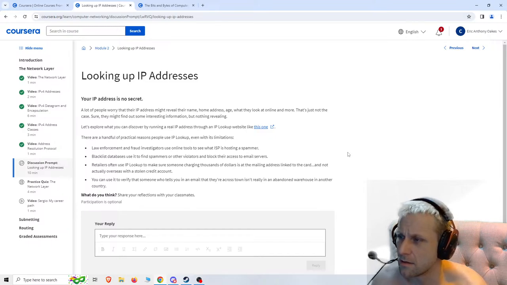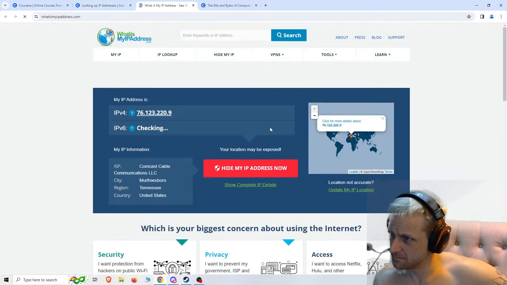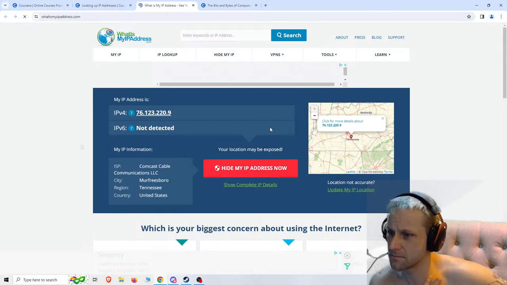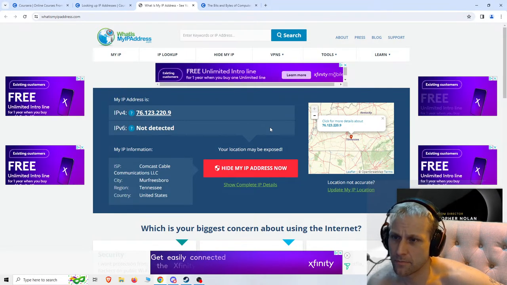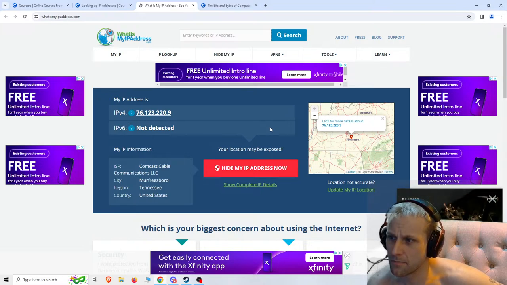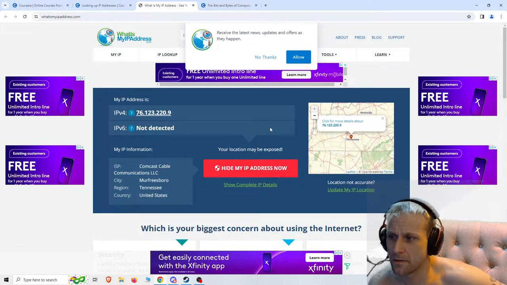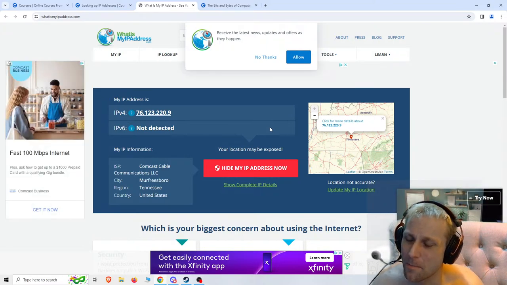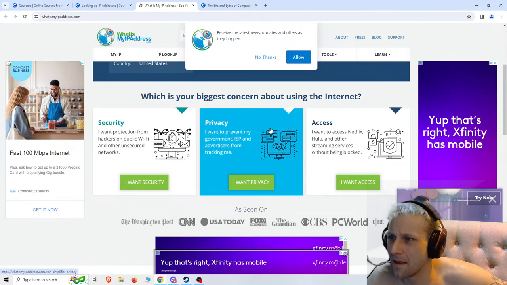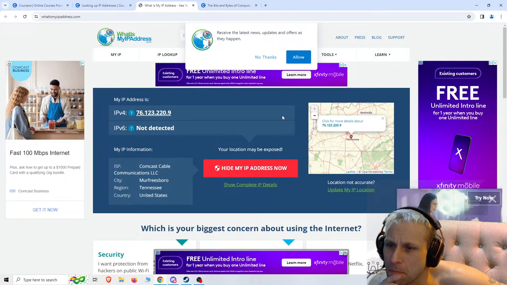I'm going to call BS. Let's explore what you can discover by running a real IP address through an IP lookup website like this one. No, it's legitimately wrong. I don't live in Murfreesboro, which, by the way, I figured out is pronounced Murfreesboro thanks to GPS. Jesus, the pop-ups, bro. I don't want to update my location, because then it'll know exactly where I'm at.